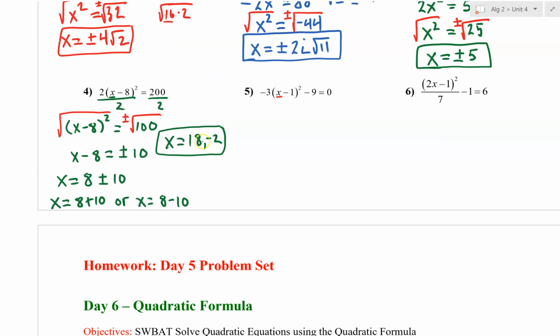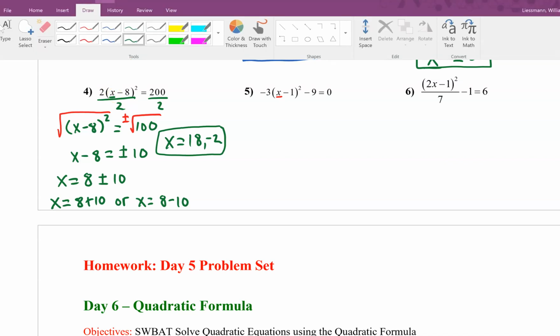Now, keep in mind, you can plug these both back in. If I take 18 and I put 18 in here, 18 minus 8 is 10. 10 squared is 100, times 2 is 200. And if I put negative 2 in here, negative 2 minus 8 is negative 10. But negative 10 squared is 100. And 100 times 2, that gives you 200. So both answers work. Make sure you check your work, though.